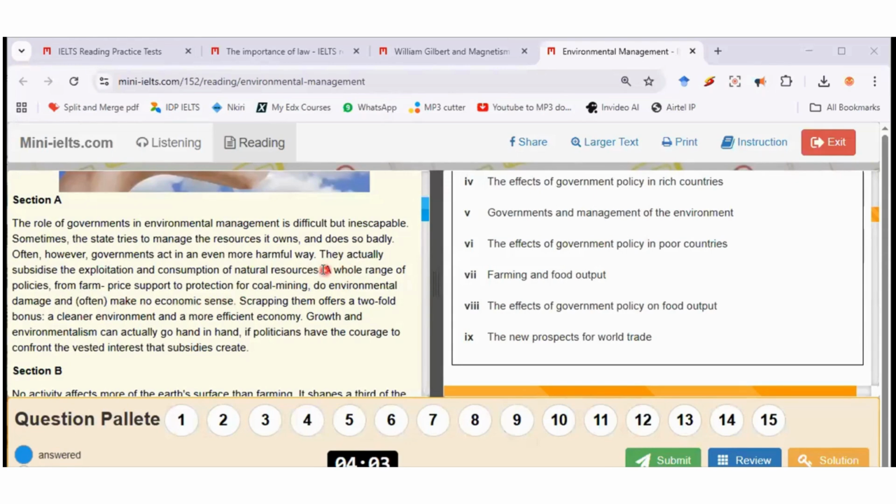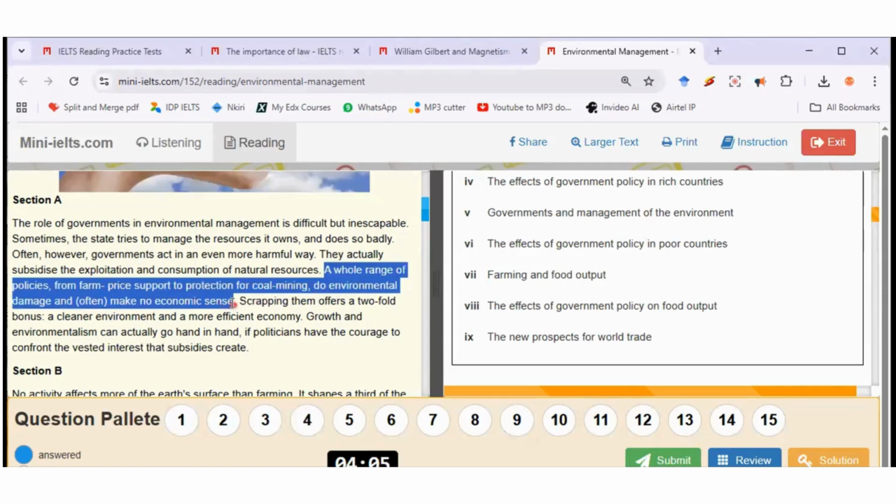Look at this thing that they wrote here, that I'm putting in color. It is basically telling us that a lot of government policies damage the environment. That's what they are saying here. For example, farm price support damages the environment. Protection for coal mining damages the environment.